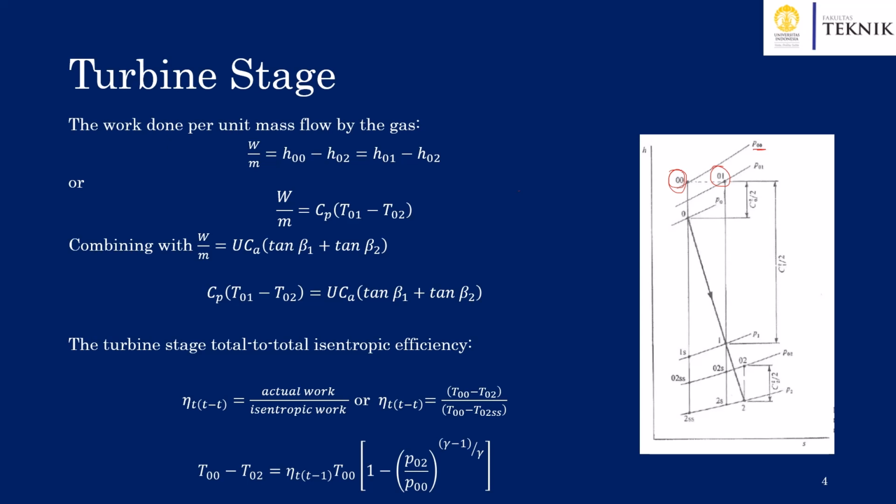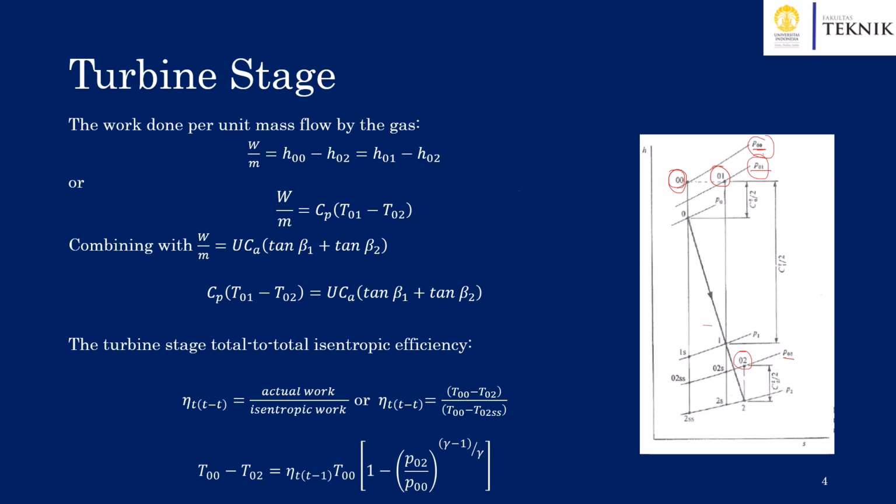However, since the process is irreversible, the pressure will drop from P00 to P01. So this is the total pressure at the outlet of the stator, P01. As the fluid moves to the rotor and the expansion process occurs, the pressure will change from P01 to P02 at the enthalpy of H02, and this process occurs across the rotor row.